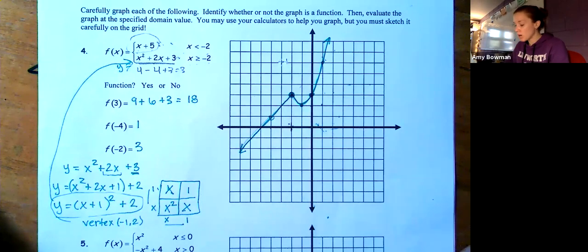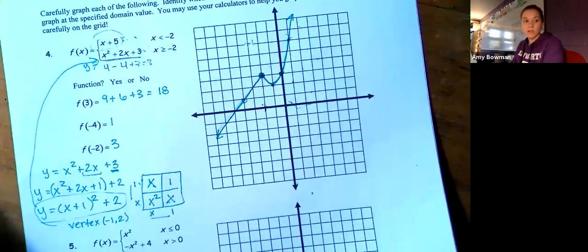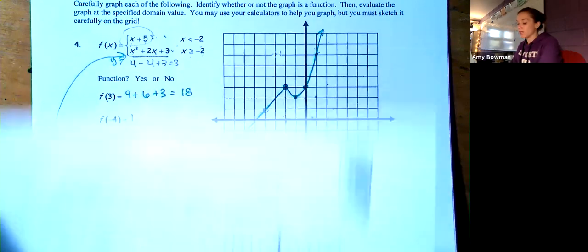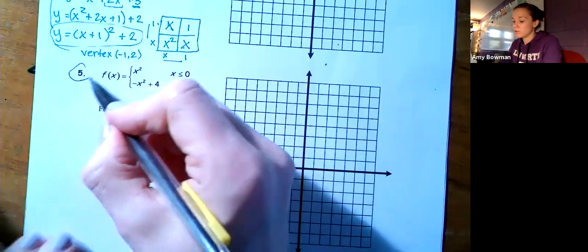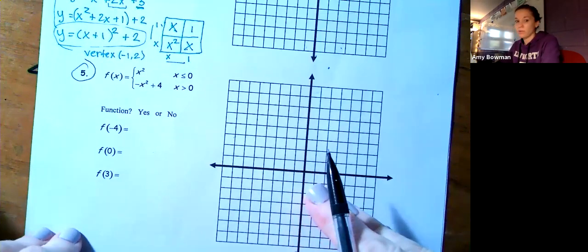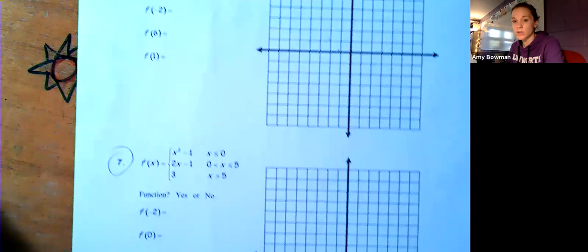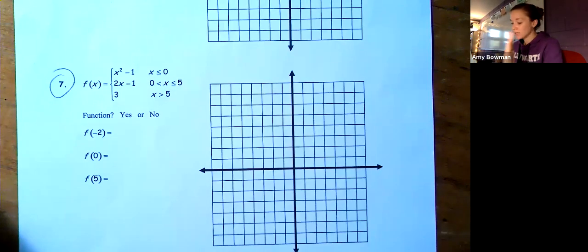The remaining problems on this, which would be that first one on the front, number 3. We did 4, I would like you to do number 5. So 3, 5, 6, and 7. Those 4 problems I would like you to complete on your own and turn this in on the due date that I told you.